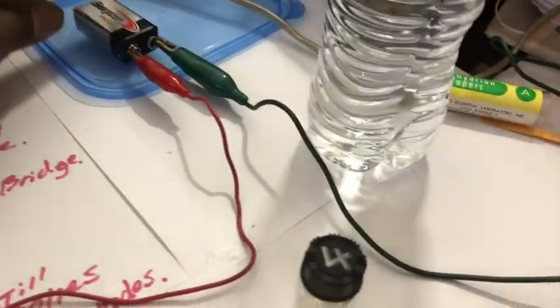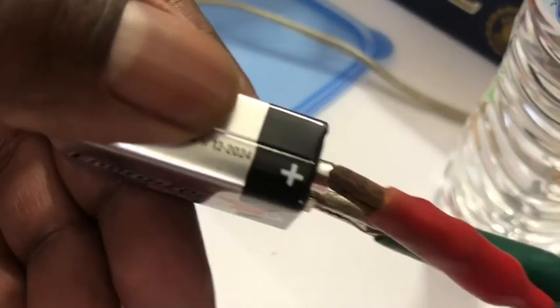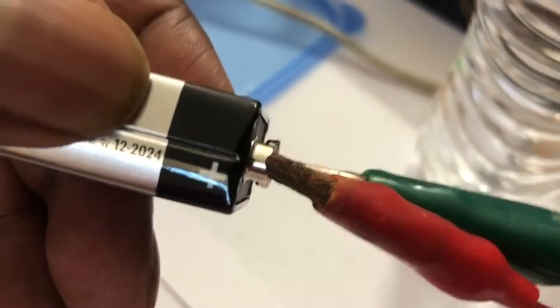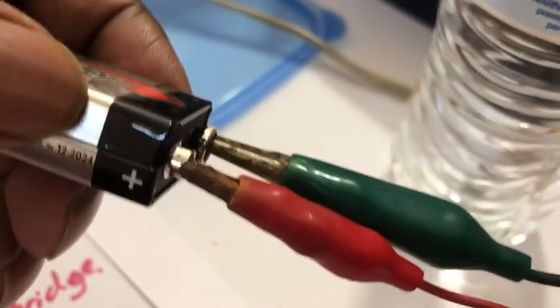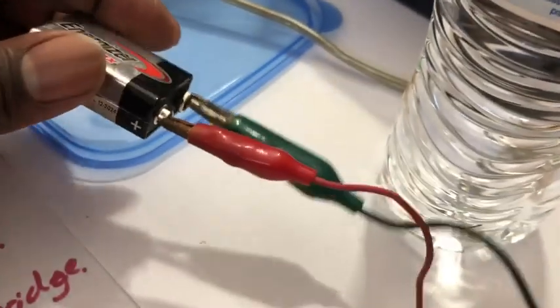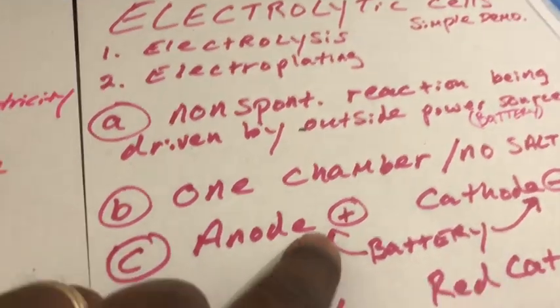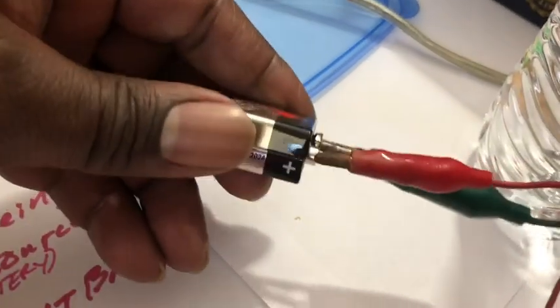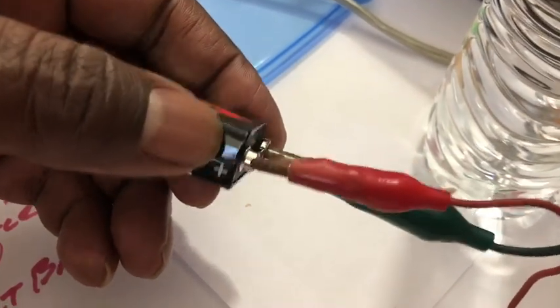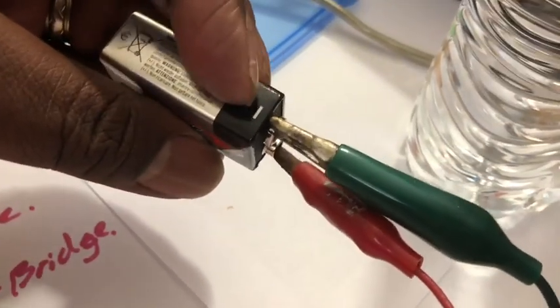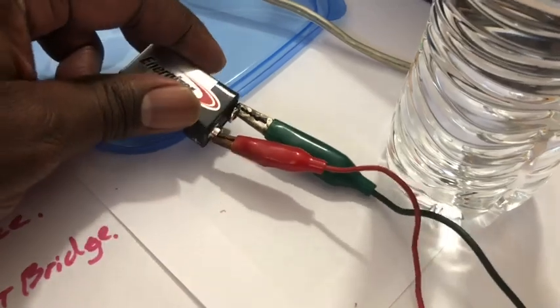Okay. Now, my battery, folks, I don't know if you can see it or not. See that positive terminal right there? So that determines the anode from the cathode for me. Now, remember, in the electrolytic cell, the anode is positive. So this positive terminal right here tells me that's the anode in the electrolytic cell. This negative terminal right here tells me that's going to be the cathode.